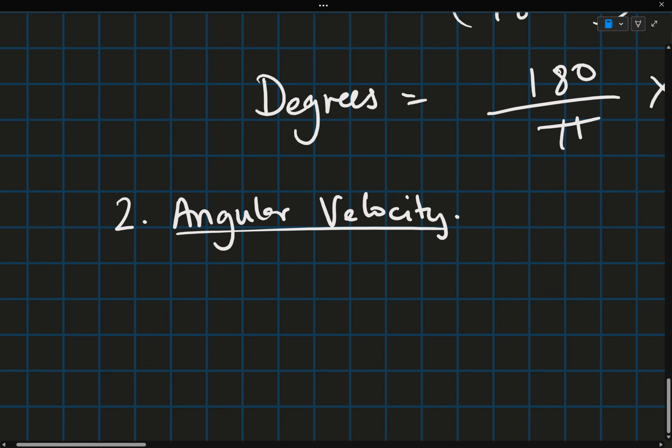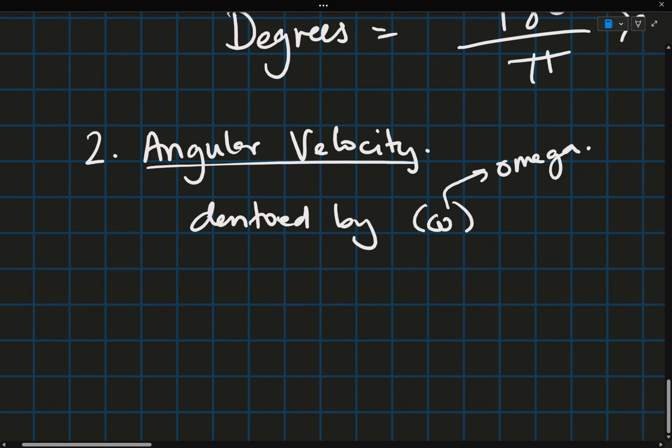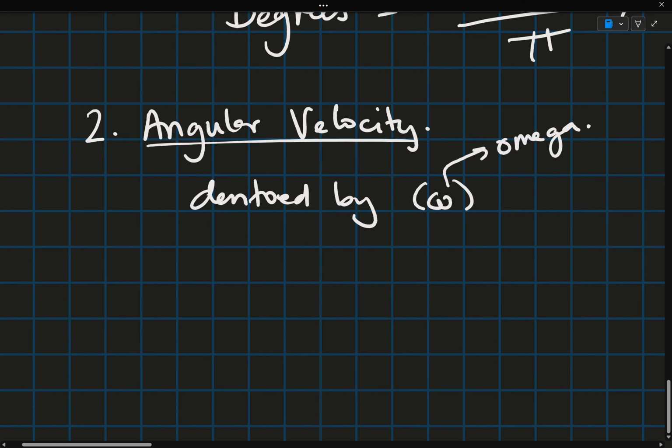Alright, so hopefully we're following here. The angular velocity is denoted by the symbol omega. It is the rate of change of angular displacement. So let's just write that: the rate of change of our angular displacement.